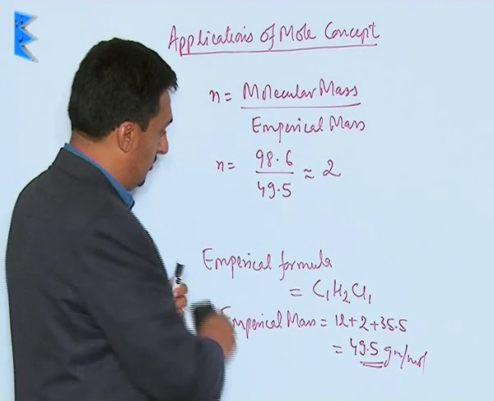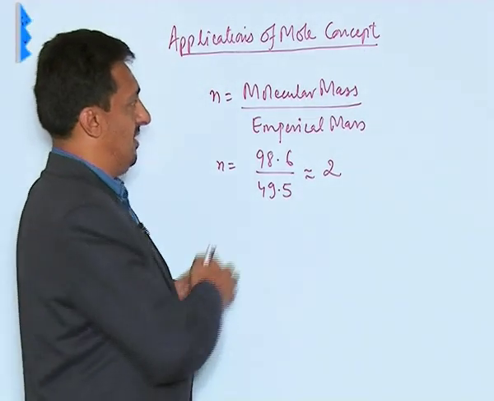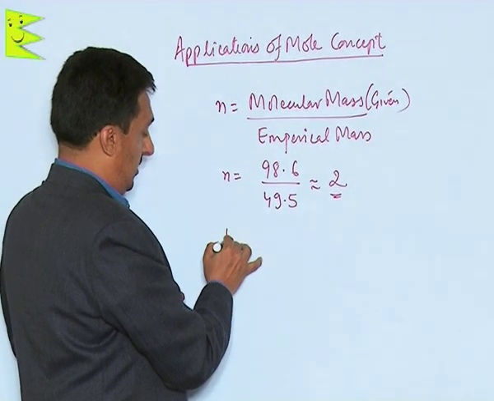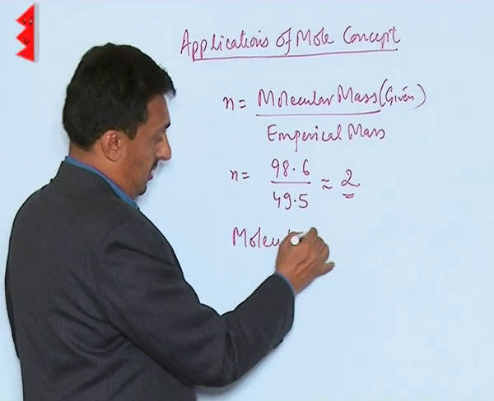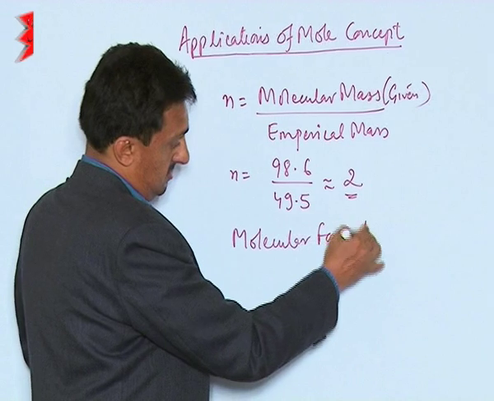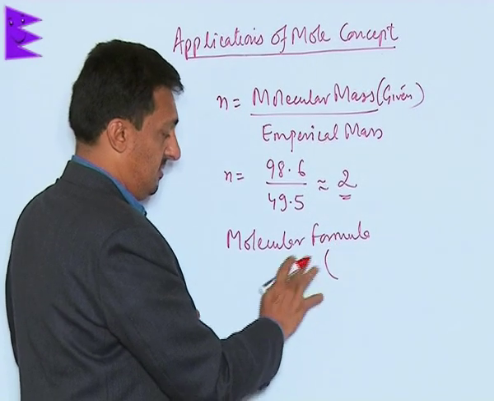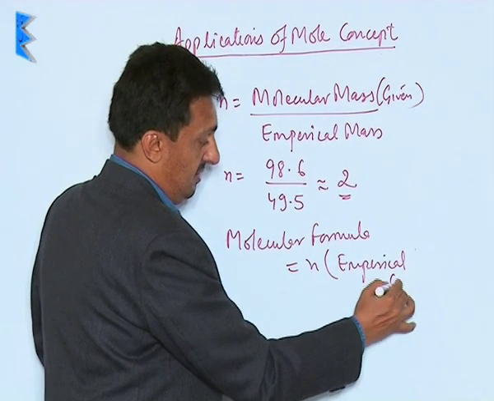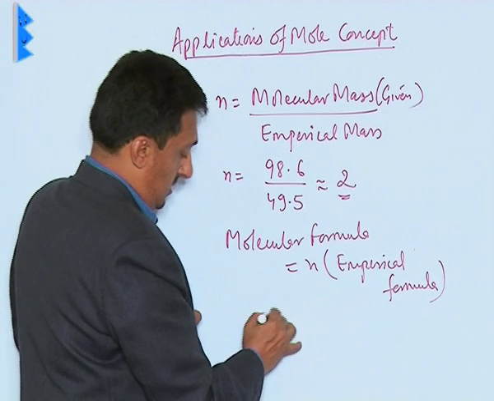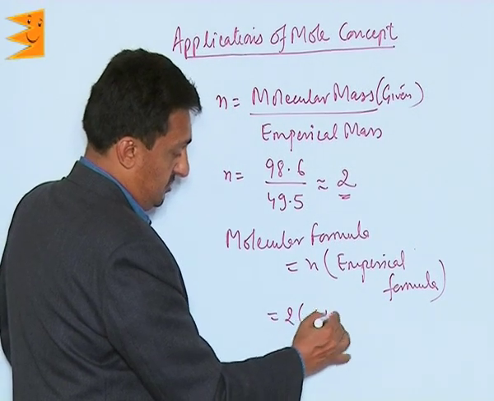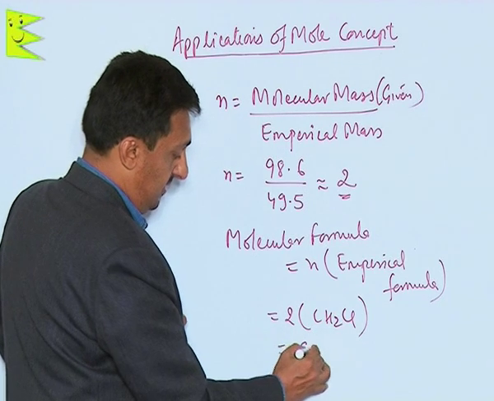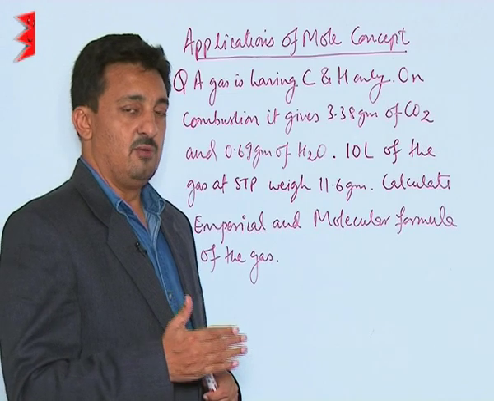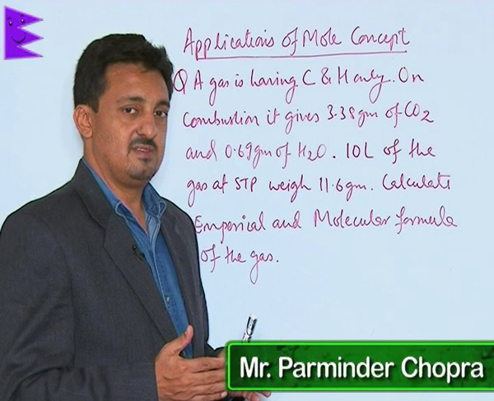When this N is 2, remember this molecular mass was given to us. So with this N is 2, your molecular formula, which is N times of your empirical formula, so it is twice of CH2Cl, so it will be C2H4Cl2. Now let us do one more numerical of empirical and molecular formulas.